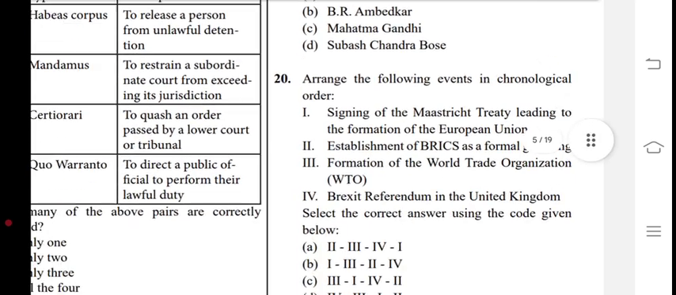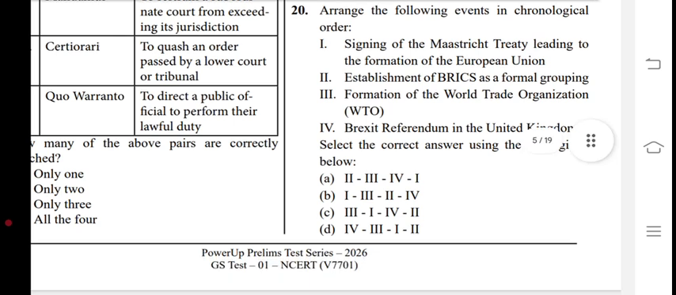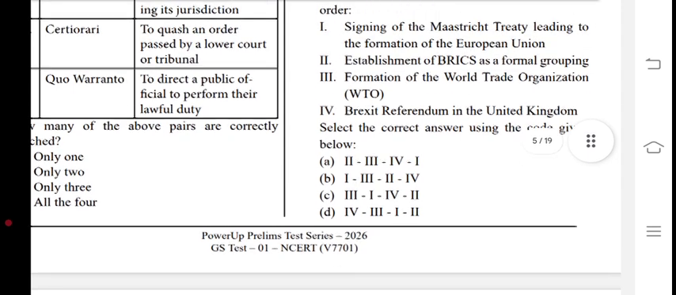Arrange the following events in chronological order: signing of the Maastricht Treaty leading to the formation of the European Union, establishment of BRICS as a formal grouping, formation of the World Trade Organization, Brexit, and referendum in the United States. Select the correct answer using the code given below. Second, third, fourth, first, A is correct.